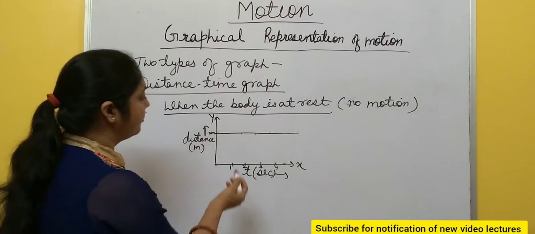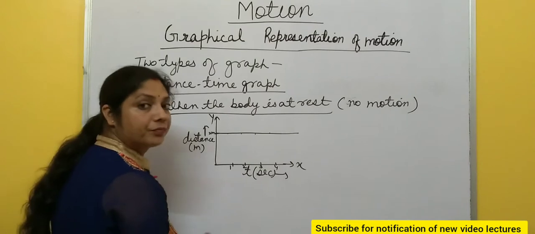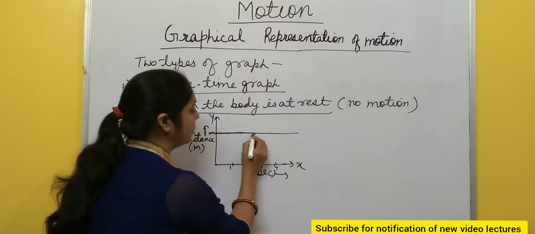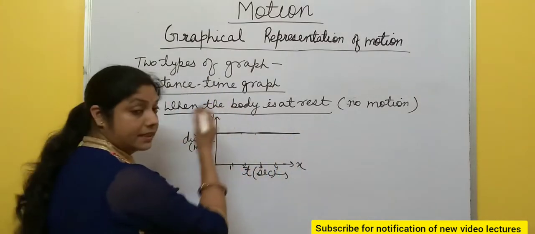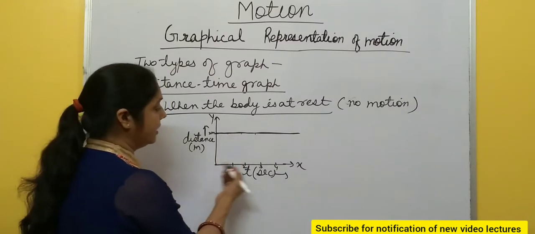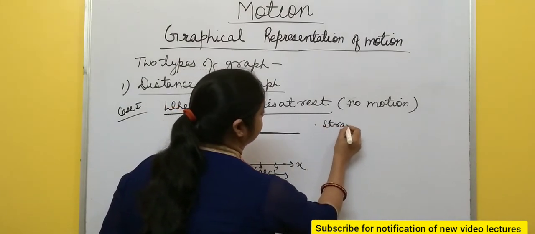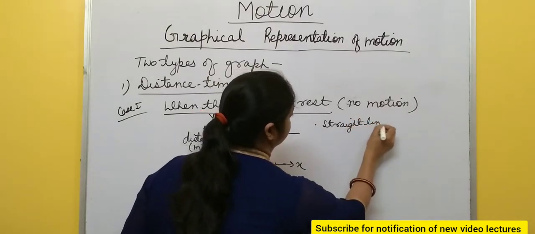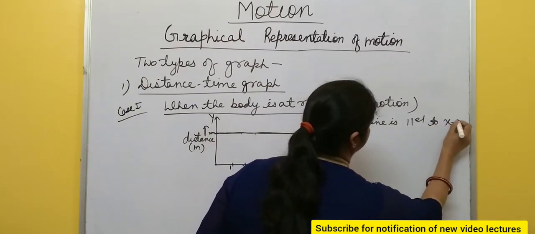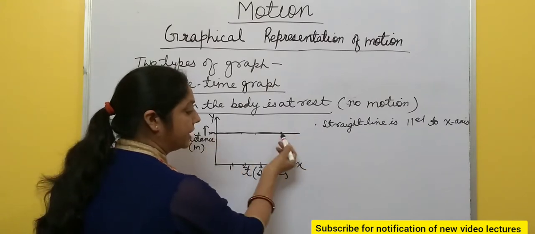So in this case, the motion of an object is a straight line parallel to the x-axis, and this straight line represents motion of an object. Here the object is at rest, so it does not make any angle with this x-axis. This straight line is parallel to the x-axis, right?